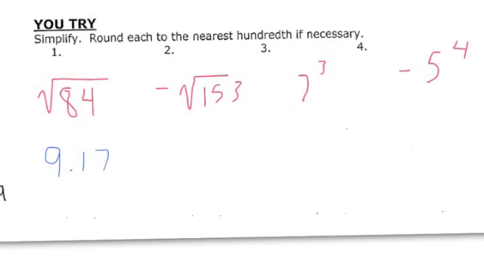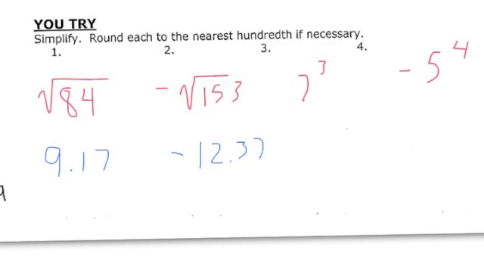Okay, the next one's a little bit trickier. When you have minus signs in there like that, you must type in the minus sign first. So you would put minus, second, square root sign, 153, and that should give you minus 12.37.